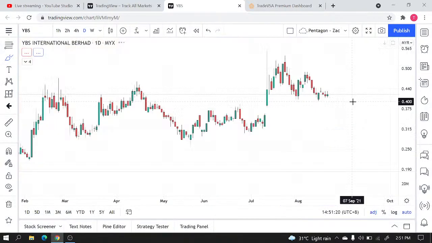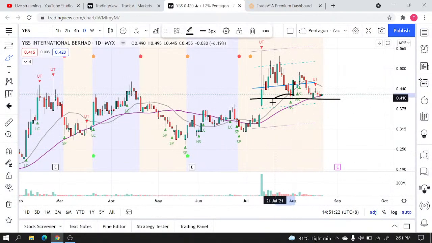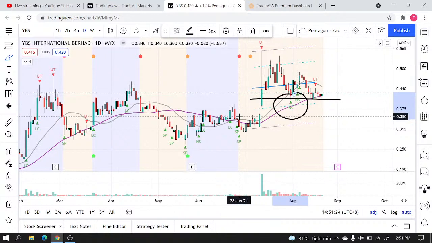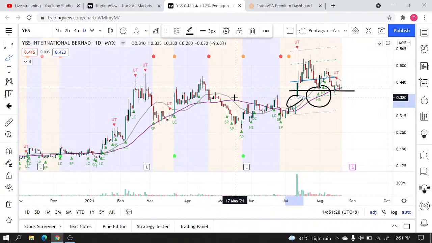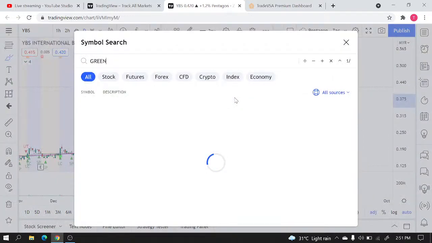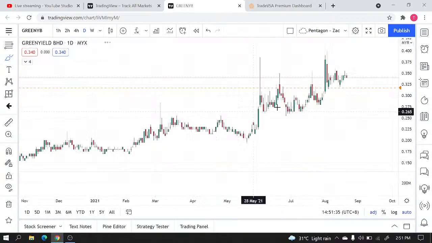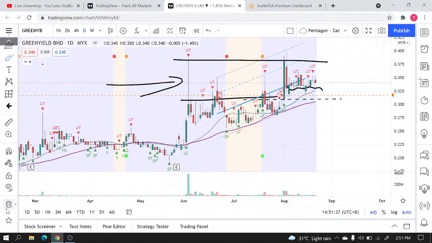YBS. Okay, YBS also holding on NS. Okay, trade setup still valid. Okay, the gap is still there. So I think it's still above support level. Okay, I think green YB as well, right? If I'm not mistaken. Green YB, yep, this is also holding well on LC.